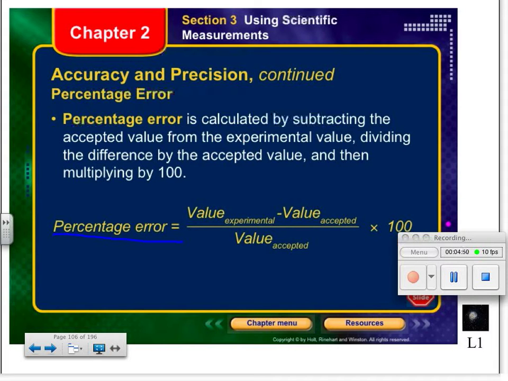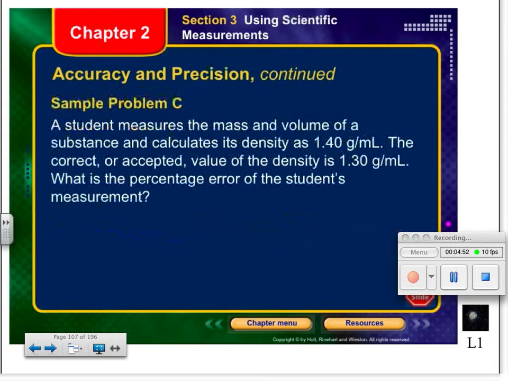Let's see if we can see a problem of that in action. Here's a sample problem. Take a moment and see if you can figure it out on your note paper. How about I write down the formula for percentage error? What was it?